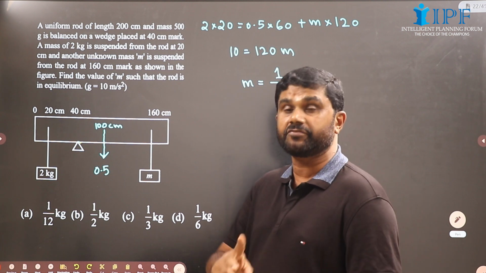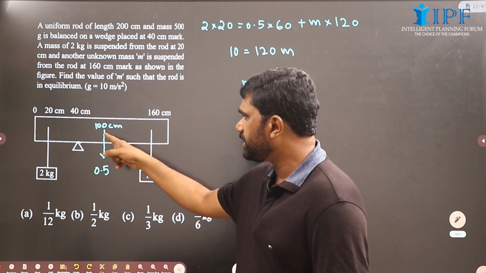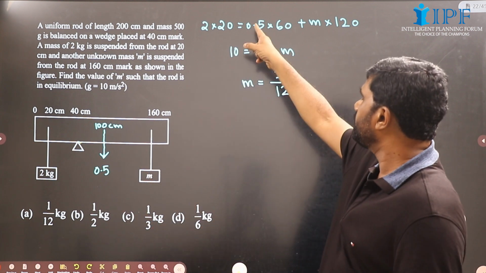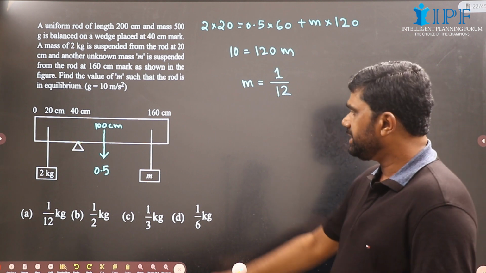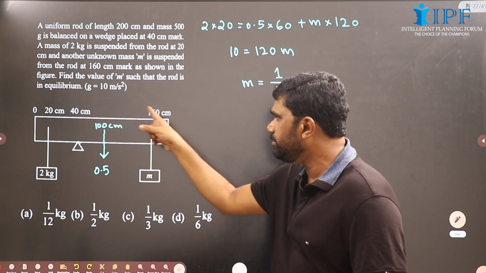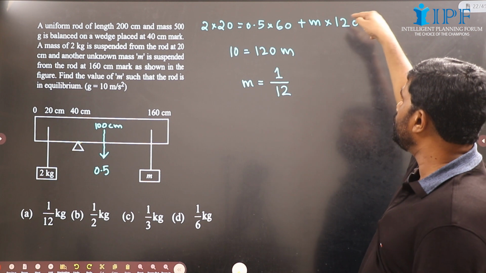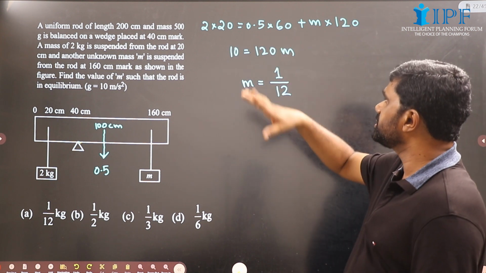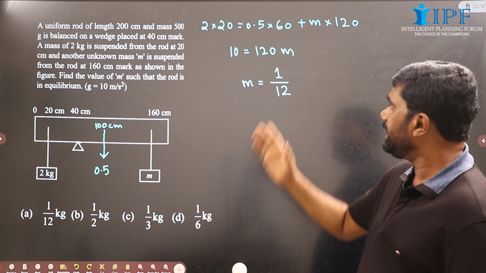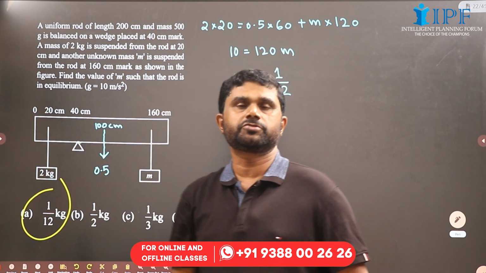That must be balanced by the clockwise turning effect. In the clockwise turning effect, we have got two components. One is this 0.5 kilogram weight and this separation will be 40 centimeter to 100 centimeter, means 60 centimeter. So 0.5 kilogram weight into 60. And the next is this m kilogram weight, and it is from 40 centimeter to 160 centimeter, means 120 centimeter. So it will be m into 120. And here 0.5 into 60 means 30, 2 into 20 means 40. 40 minus 30 will be 10. And m we will get 1 over 12, 1 by 12 kilogram.